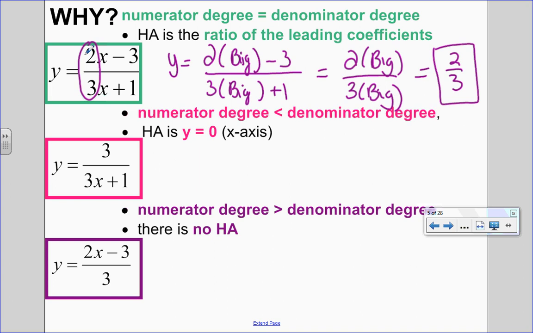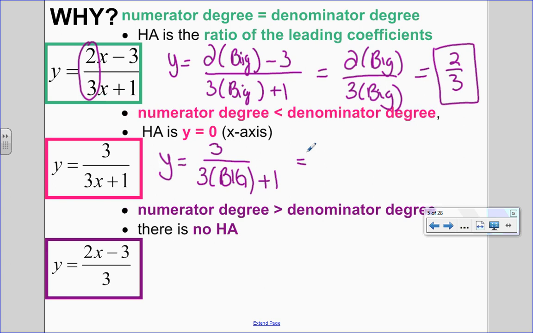Okay, second case was where the numerator degree was less than the denominator degree. So something like this. So again, let's take that idea. Ends of the graph, that's what a horizontal asymptote is. When x gets really, really big, where is y going? So if I have 3 over 3 times a really big number plus 1.